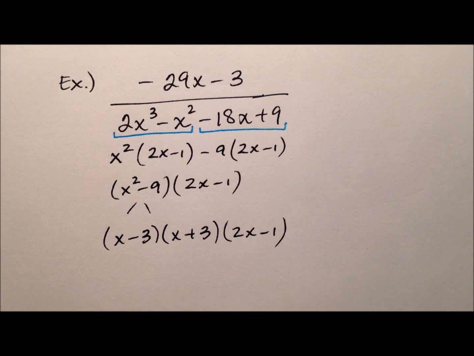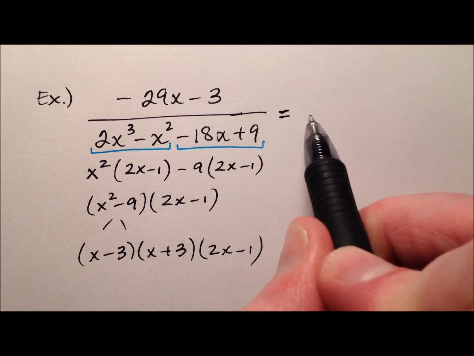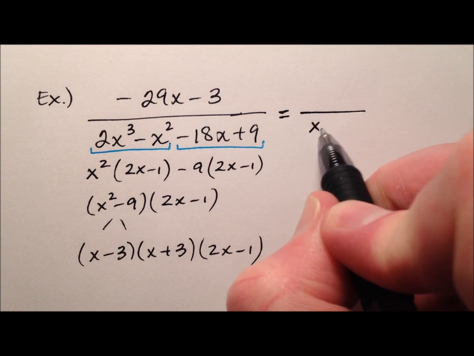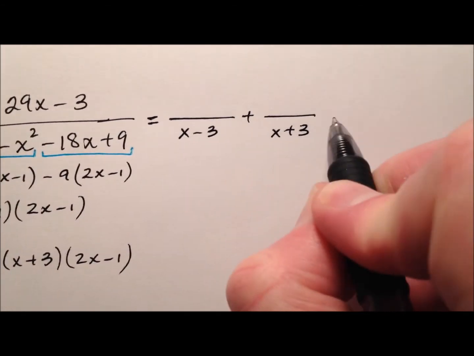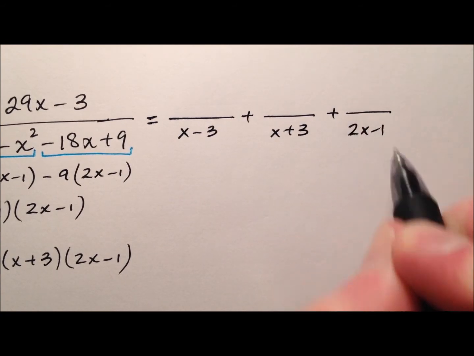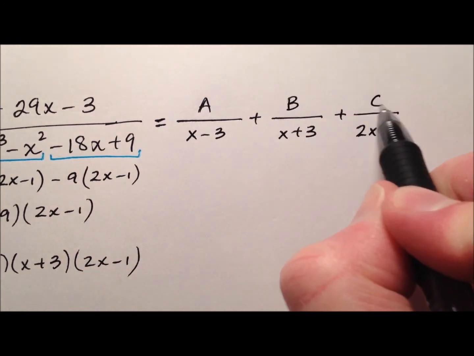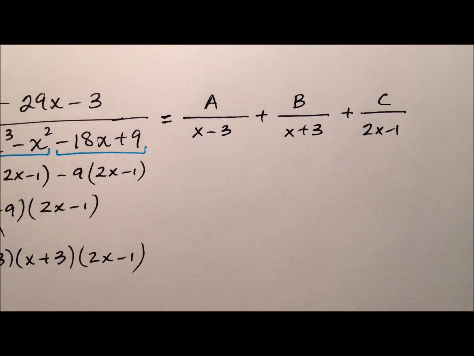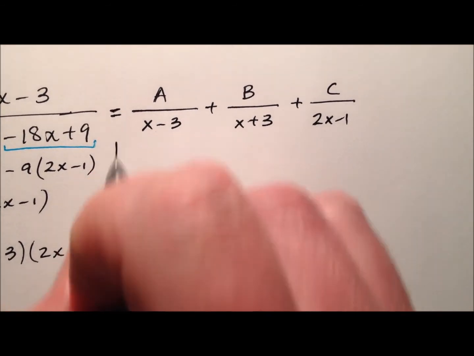Okay, so in the previous 2 examples I only had 2 factors for the denominator, and in this case I have 3 factors for the denominator, but each one of them is linear, so we're still okay. Okay, so I'm going to set up fractions for each one of these denominators, and then 2x minus 1. And since each of these are linear, all I need is a constant: A, B, and C. Okay? So now that we have these, let's rework them.